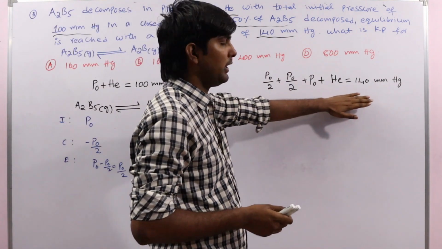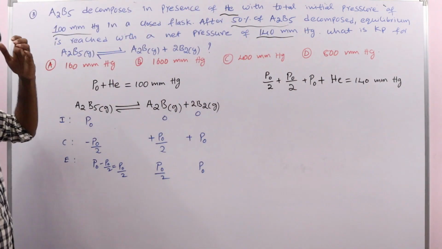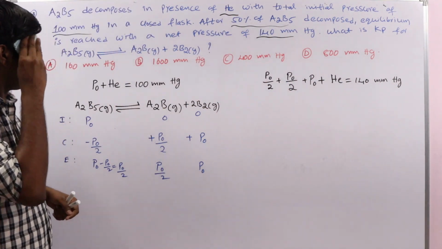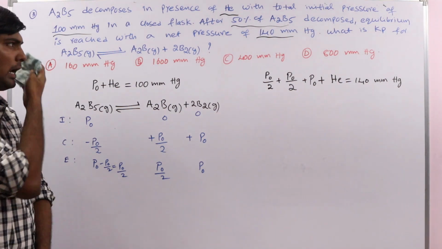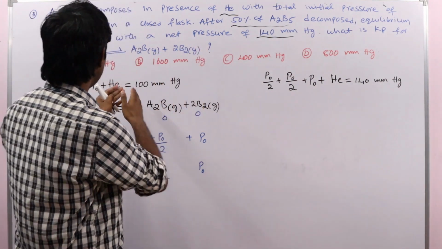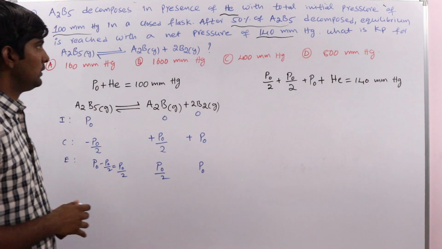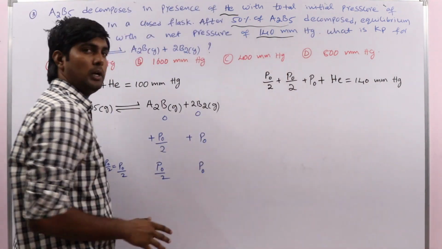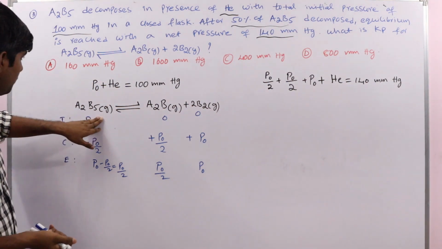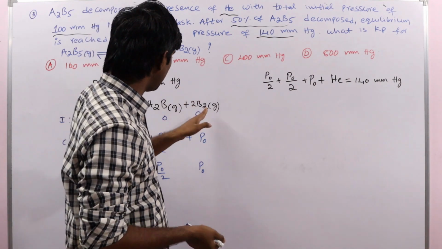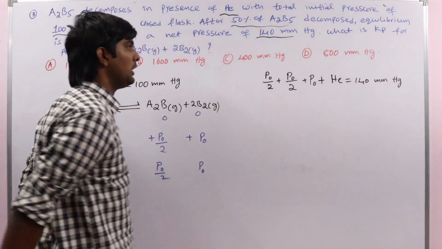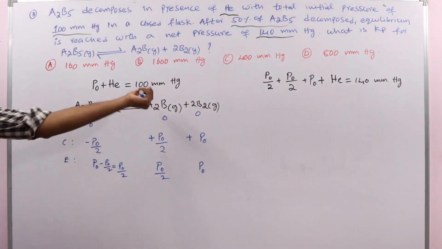So this step is very important. Understood why this is a special example? Here an inert gas is present, but it does not get involved in the chemical reaction. It remains as it is in the reaction system itself. It does not participate and does not react with anyone. Now total pressure at equilibrium is nothing but the pressure of all species present at equilibrium: partial pressure of A2B5 plus partial pressure of A2B plus partial pressure of B2 plus partial pressure of helium. Total is equal to 140 mm Hg.